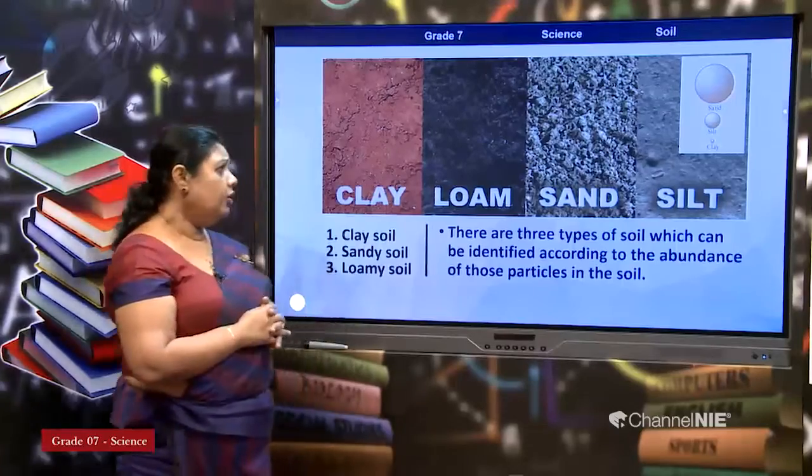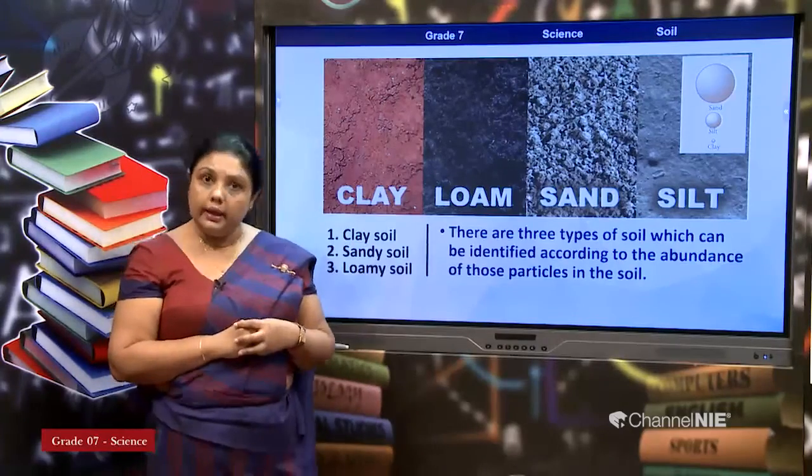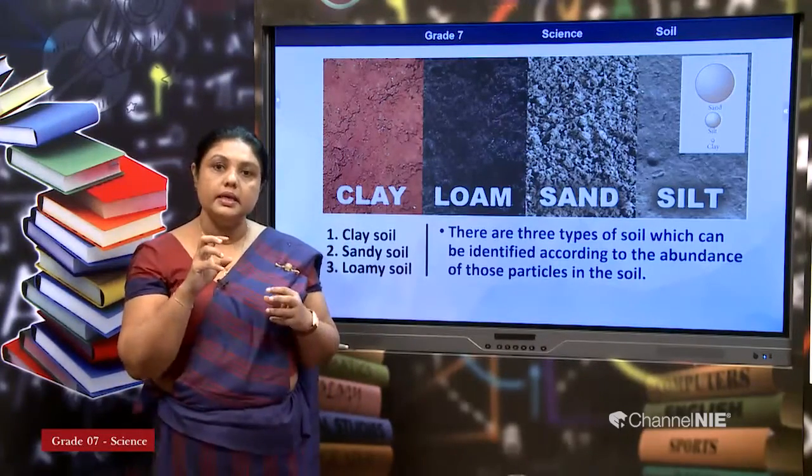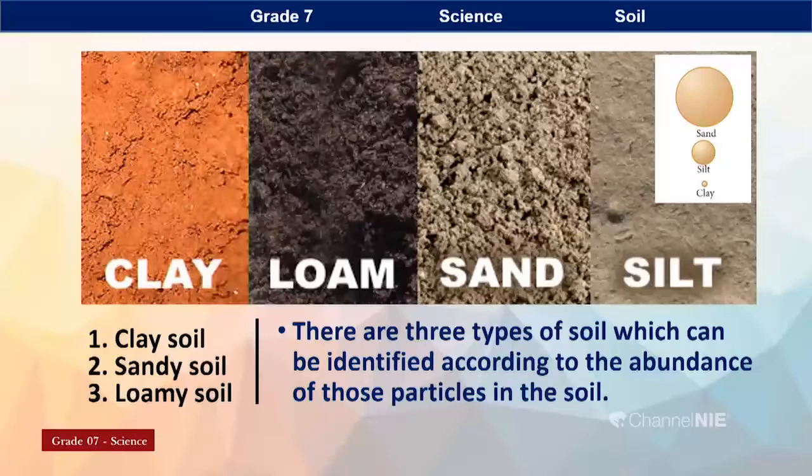Now, look at this. You can identify different types of soil by the size of the particle. If you concentrate on the screen, you can see sand particles are very large and silt particles are smaller than that. Clay particles are the smallest. When it is together, it is a bit difficult to identify, but by looking at the color, you can find out what it is.